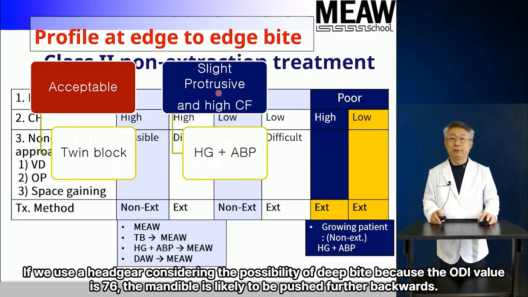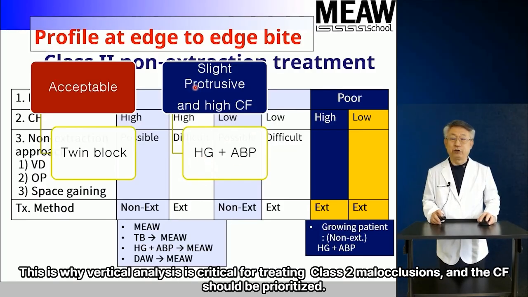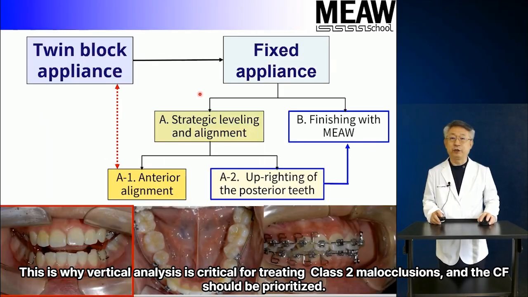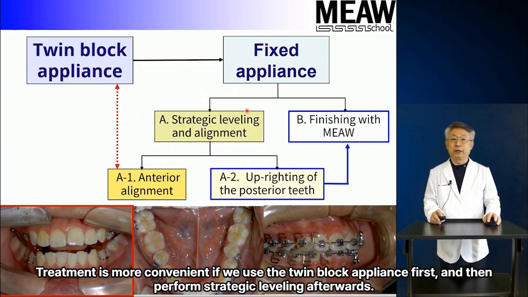If we use a headgear considering the possibility of deep bite because the ODI value is 76, the mandible is likely to be pushed further backwards. This is why vertical analysis is critical for treating class 2 malocclusions, and the CF should be prioritized. Treatment is more convenient if we use the twin block appliance first and then perform strategic leveling afterwards.